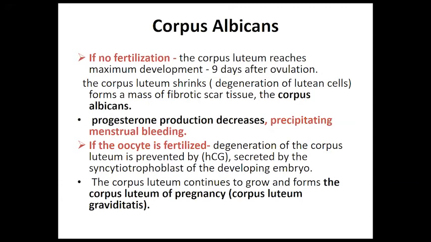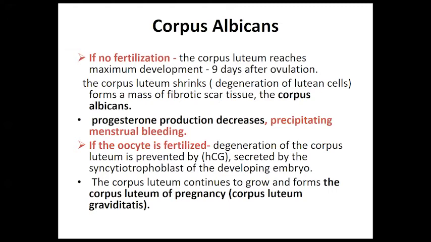If the ovum is fertilized, the degeneration is prevented. The corpus luteum continues to secrete progesterone. This prepares the bed of the uterus, and it helps to stabilize the pregnancy till the placenta is formed, which starts to produce progesterone. So as the baby grows, the stability of the pregnancy or the growing embryo is maintained by this progesterone from the corpus luteum.